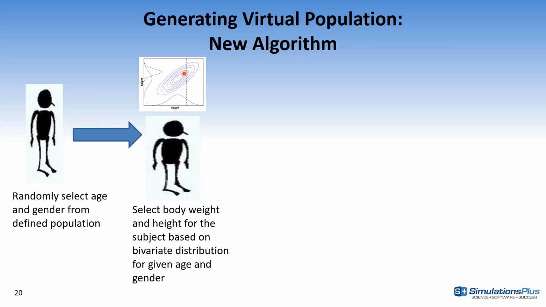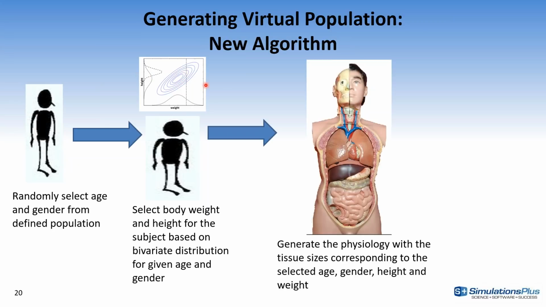So again, in the program, we now have generated bivariate distributions for body weights and heights for subjects of different ages. So based on the age and gender, we'll select from this distribution random weight and height for that given subject. And then we will create the physiology of that subject to account for the age, gender, weight, height, how the weight and height translated in the body surface area or BMI and so on, and create the physiology of that subject.